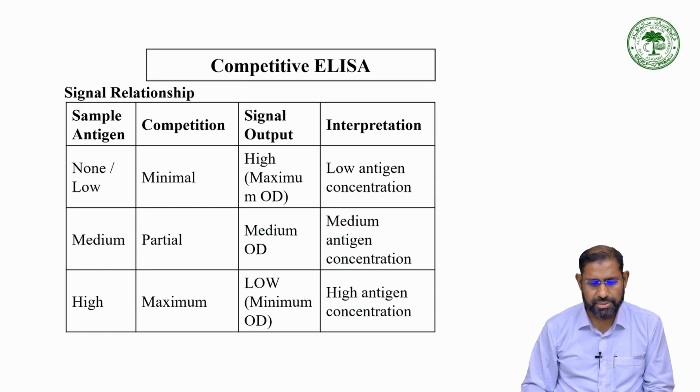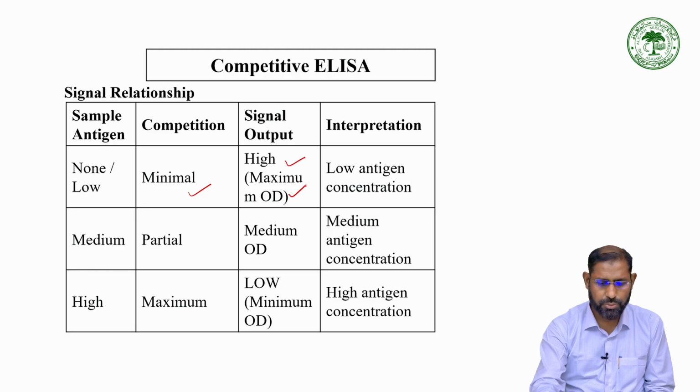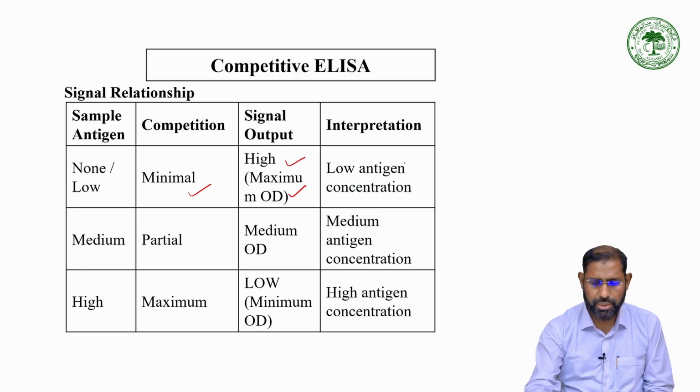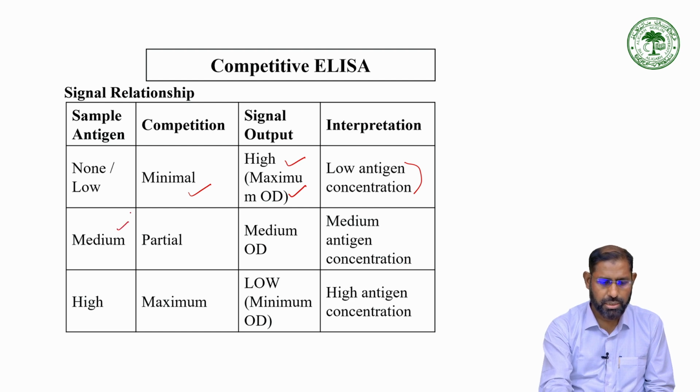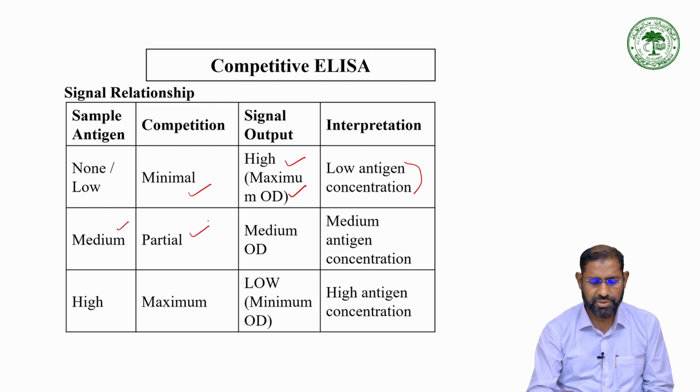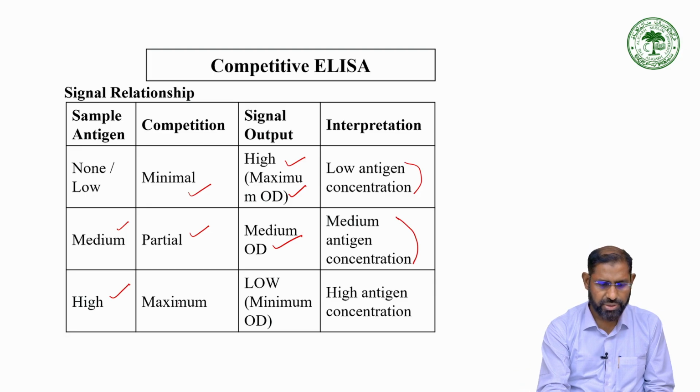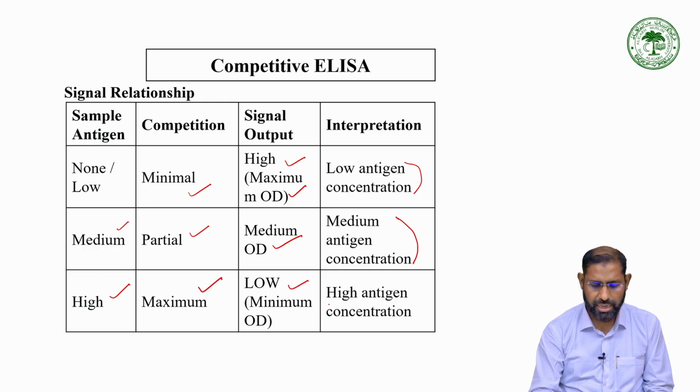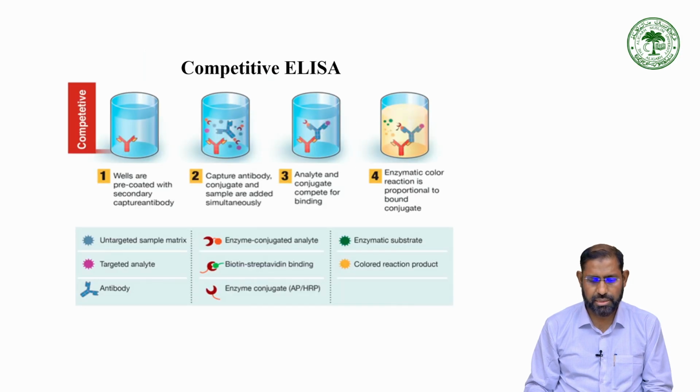Signal relationship: when the sample antigen is low, competition is minimal, signal output is high, maximum OD, and this indicates low antigen concentration. When the sample has a medium amount, competition is partial, we have a medium OD, and a medium antigen concentration. When the sample antigen is high, competition is maximum and OD is minimum, indicating a high antigen concentration. This is competitive ELISA.